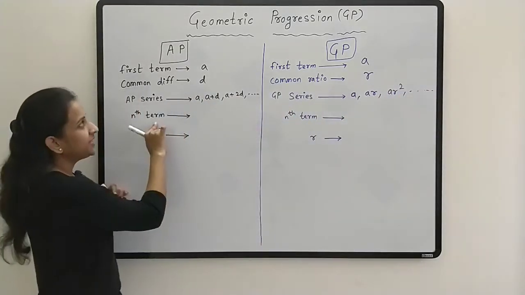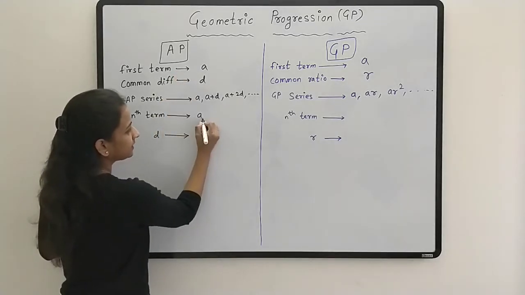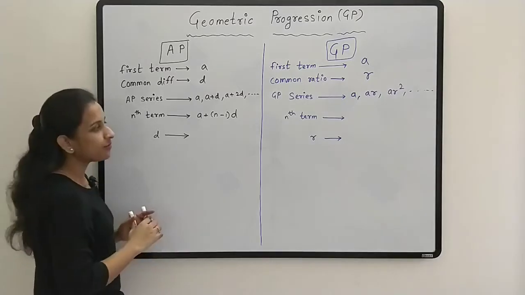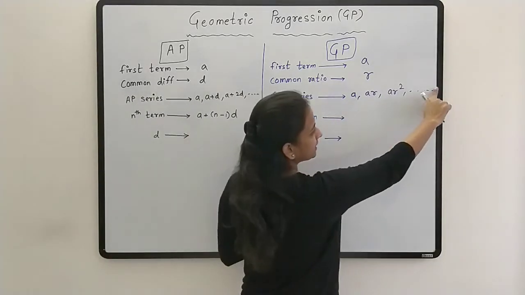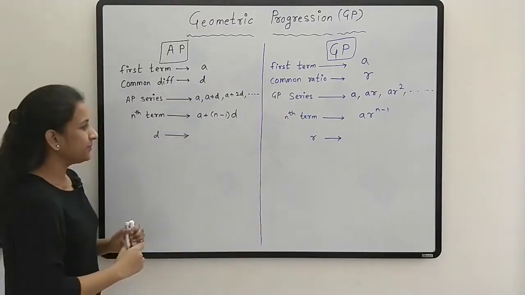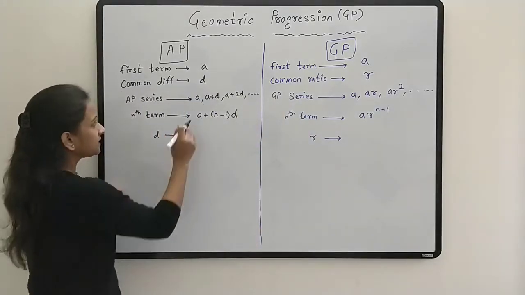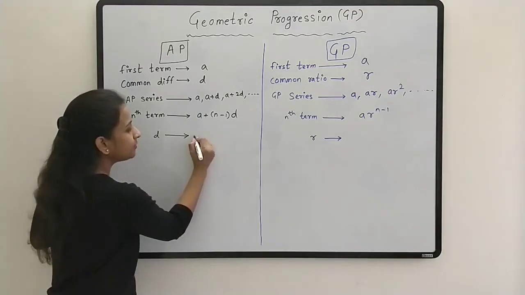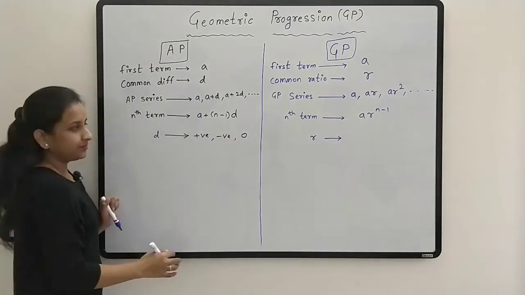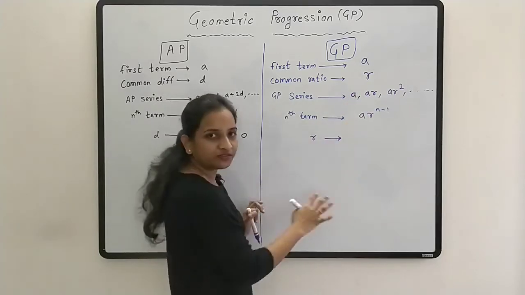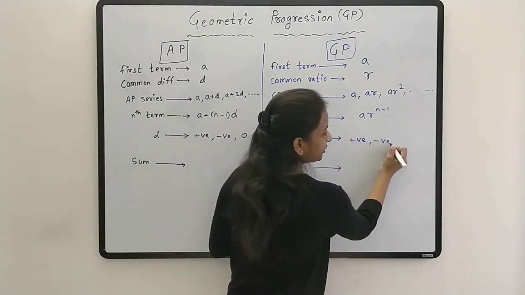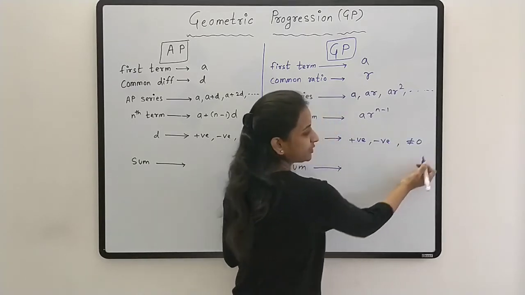Okay. Nth term of AP series is A plus (N minus 1)D. This is the formula. Nth term of GP series will be A into R power N minus 1. Okay. Here common difference can be positive, can be negative or 0. Here common ratio of the GP series can be positive, can be negative, but R cannot be 0.